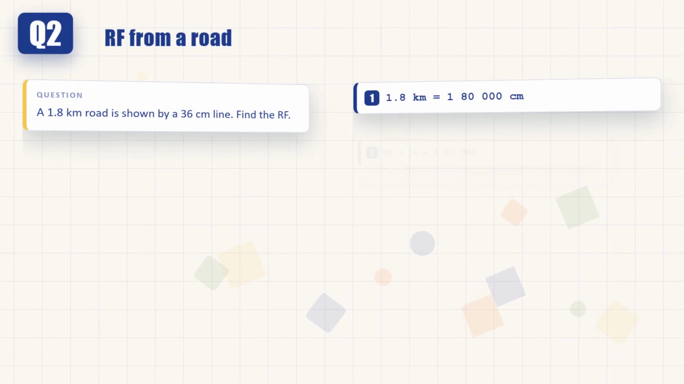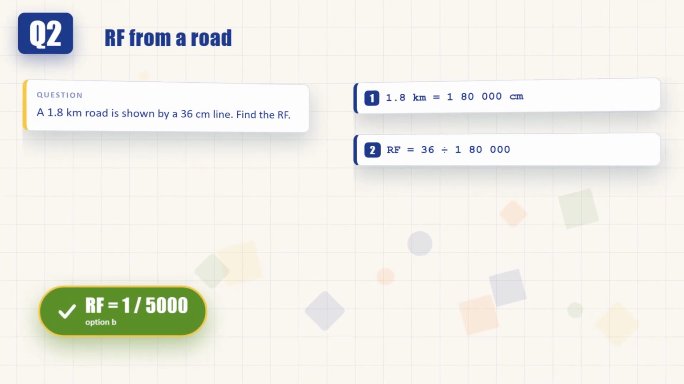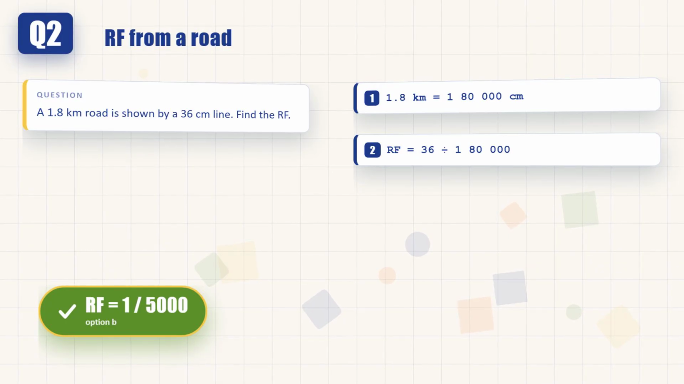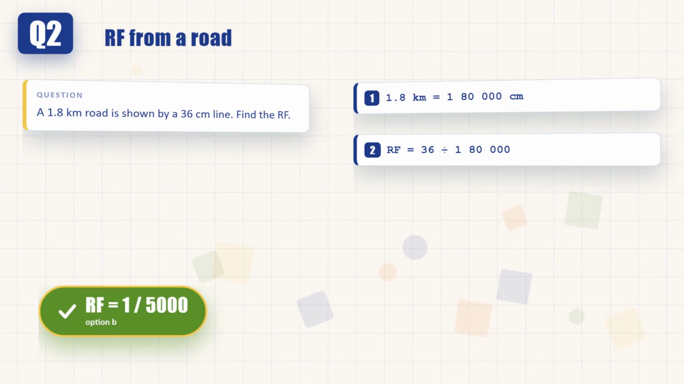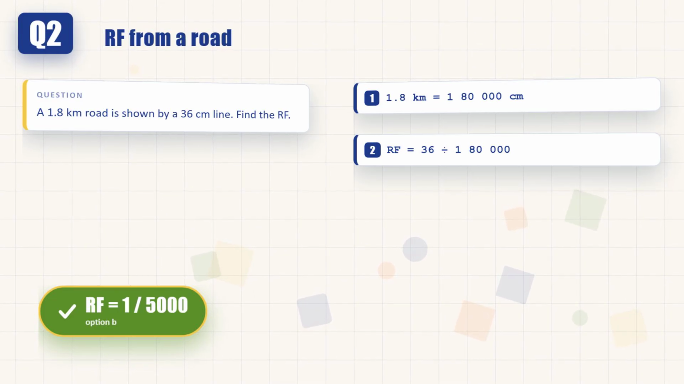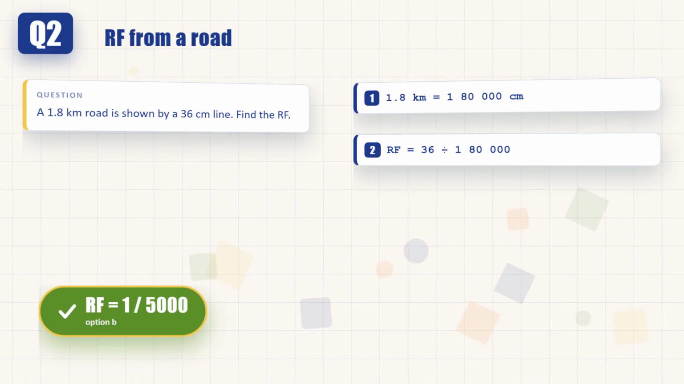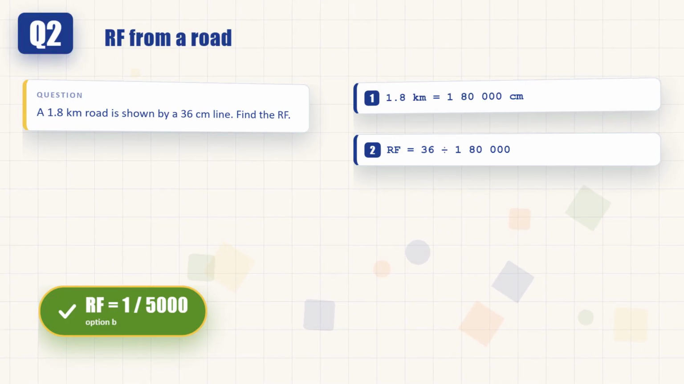Question 2. A 1.8 kilometer road is shown by 36 centimeters. 1.8 kilometers is 180,000 centimeters. RF equals 36 divided by that, which gives 1 by 5,000. Option B.